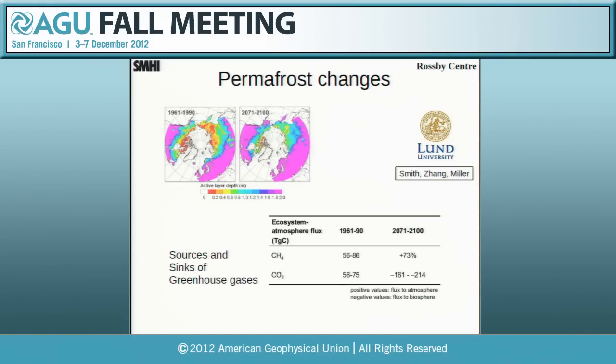Vegetation changes also have impacts on sources and sinks of greenhouse gases and on permafrost. We see permafrost changes here. The red areas in recent climate, maybe 10, 20 meters thick active layer, almost disappear when we get down to 1 meter of the active layer, and it also has impacts on the sources and sinks of greenhouse gas. You can make calculations there. For example, methane is freed increasingly, but due to the change in the vegetation, carbon uptake is actually increased.